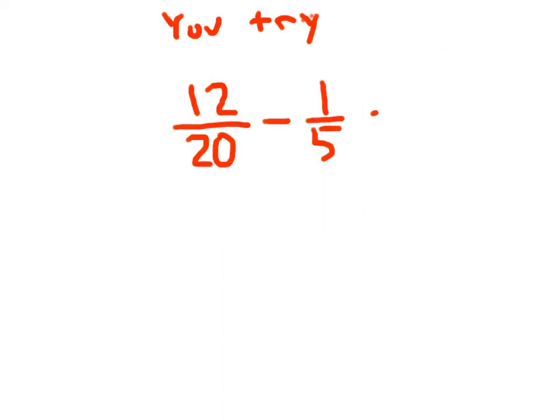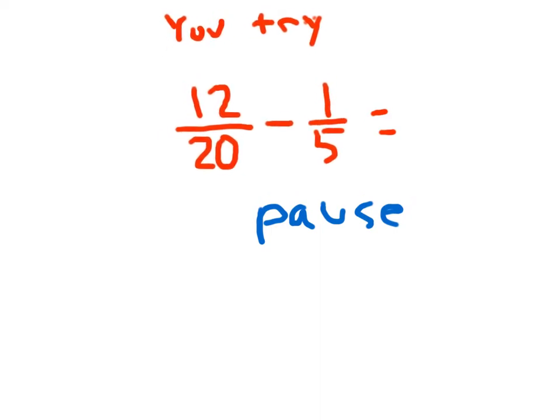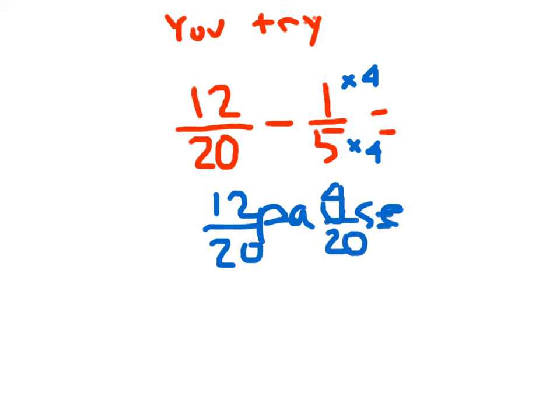Here's a problem for you to try. 12/20ths minus 1/5. Go ahead and make 1/5 into 20ths, and subtract. Hit pause. I asked you to make 1/5 into 20ths, and the way that we do that is multiply by 4 in the numerator and denominator. So we would have 12/20ths minus 4/20ths, equaling 8/20ths. Did you remember to simplify?